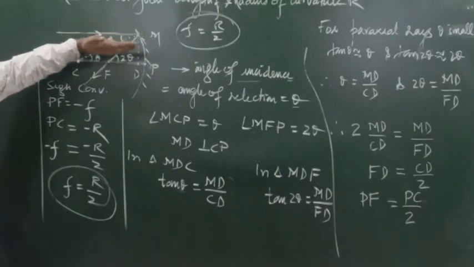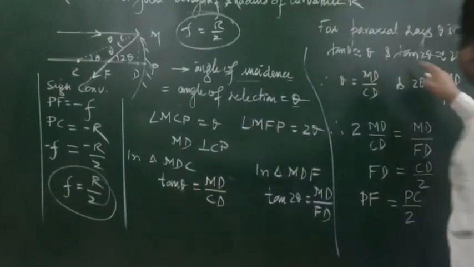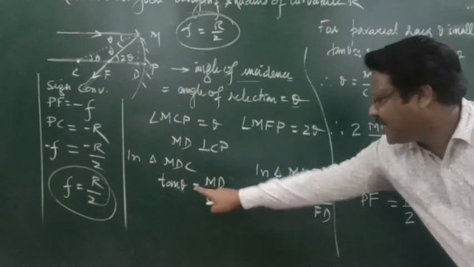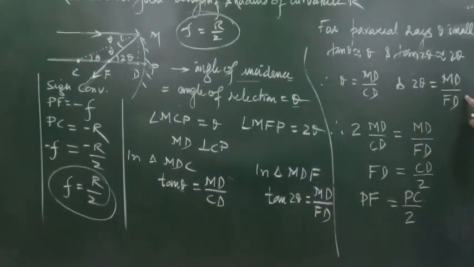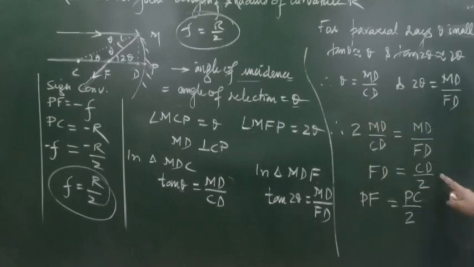So theta will be very small. Theta is small, 2 theta is small. So you will write tan theta equals theta, tan 2 theta equals 2 theta. And these relations become theta equals MD by CD, and 2 theta equals MD by FD. Now from here, if I just put the value of theta in this equation, we'll write twice of, in place of theta, MD by CD. Now MD cancels out. You'll get FD equal to CD by 2.